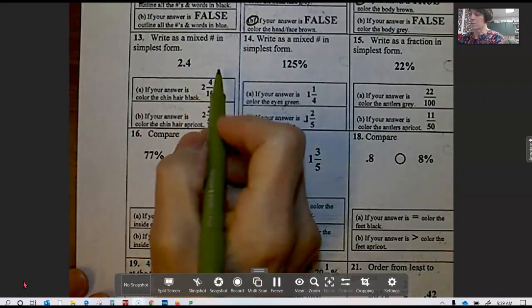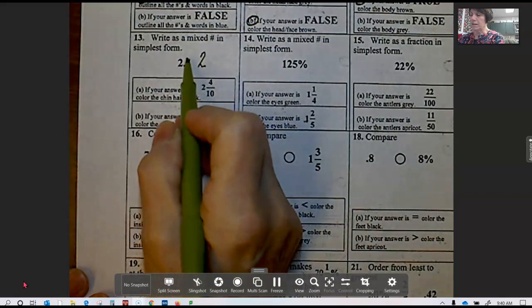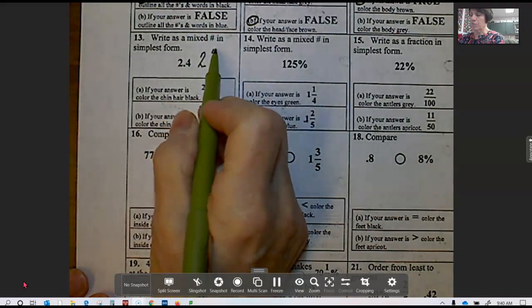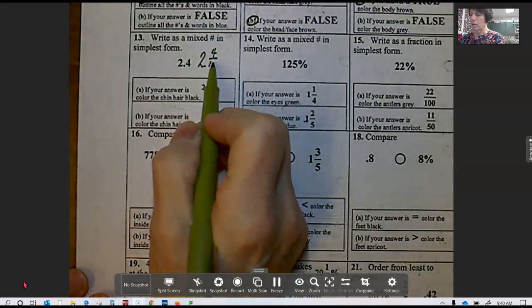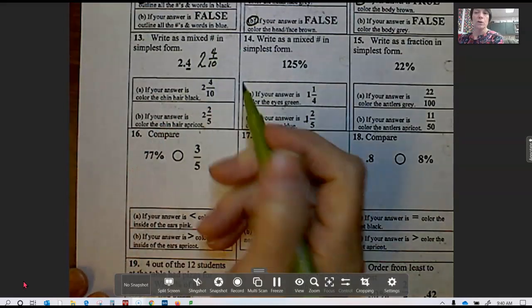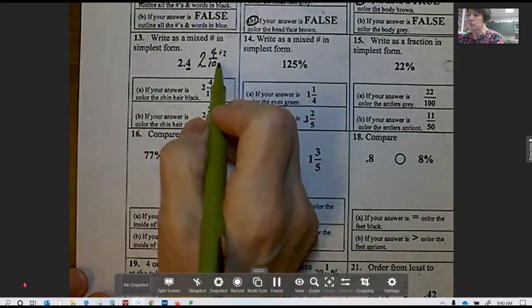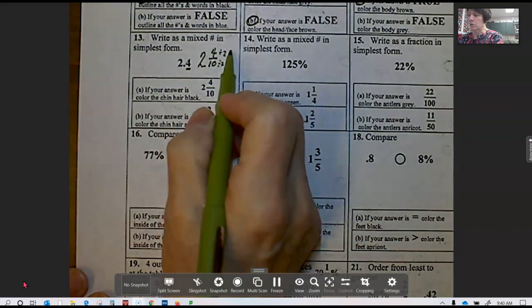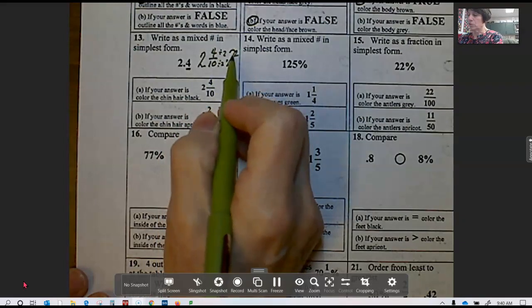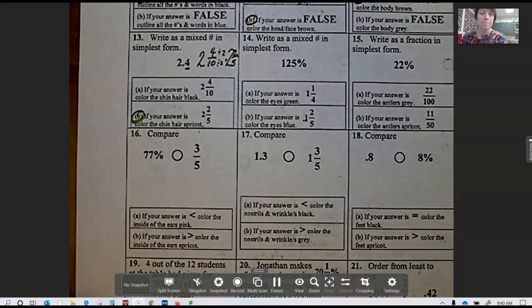Writing as a mixed number in simplest form, we leave the whole number a whole number, that's 2. And then we take this decimal and make it 4 over a 1 with 1 0, because there's one spot behind the decimal point, or 2 4/10. Both 4 and 10 can divide by 2, so we need to reduce. And so this becomes 2 2/5. And so we would want that B to make sure we reduce that.